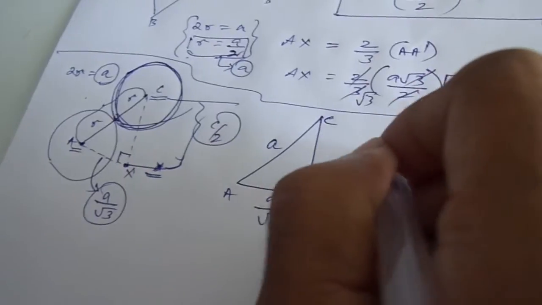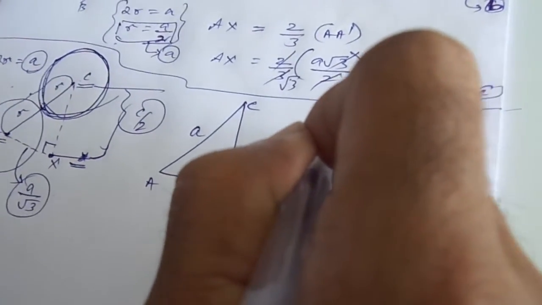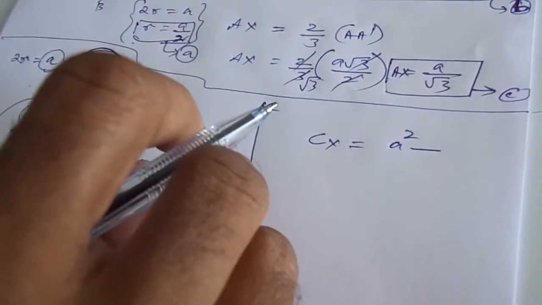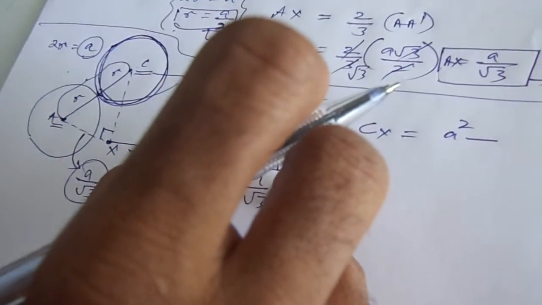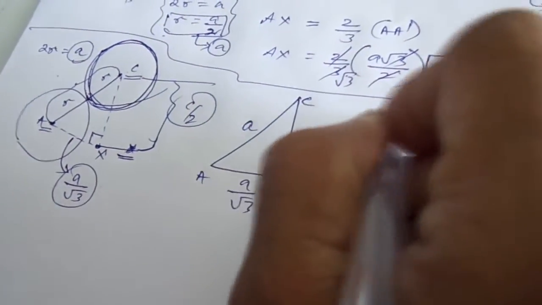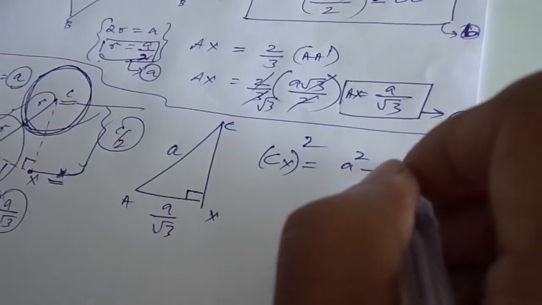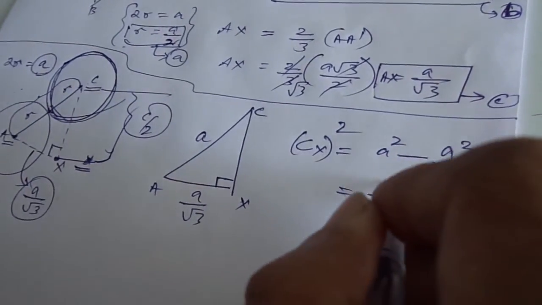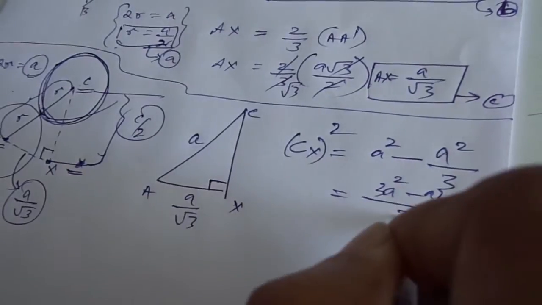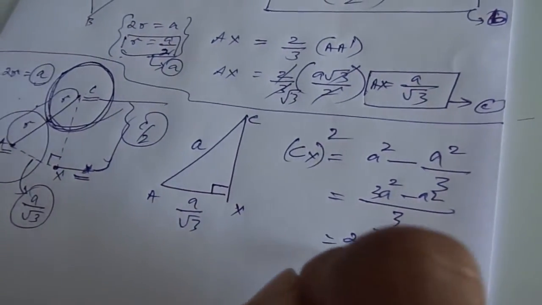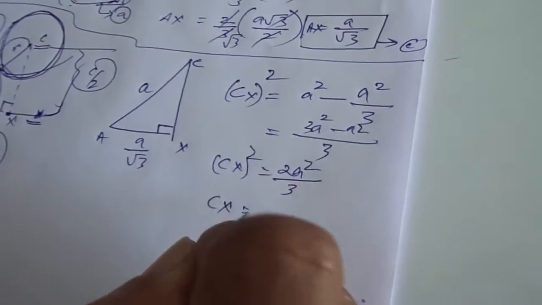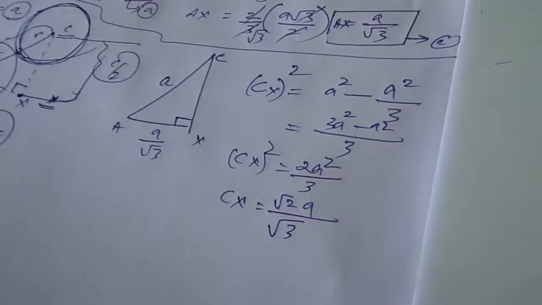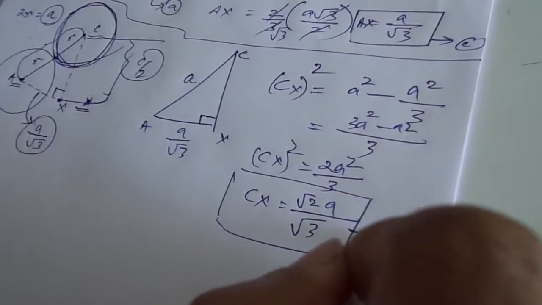So we can find CX by taking this hypotenuse squared, A square, minus this side AC square... minus AX square gives CX square. So CX square is equal to A square minus this side square, AX square, A square by 3. So that is leading to 3A square minus A square by 3, so 2A square by 3. That is CX square. To find CX, root 2 into A by root 3. So that is CX. Say this is our equation number D.